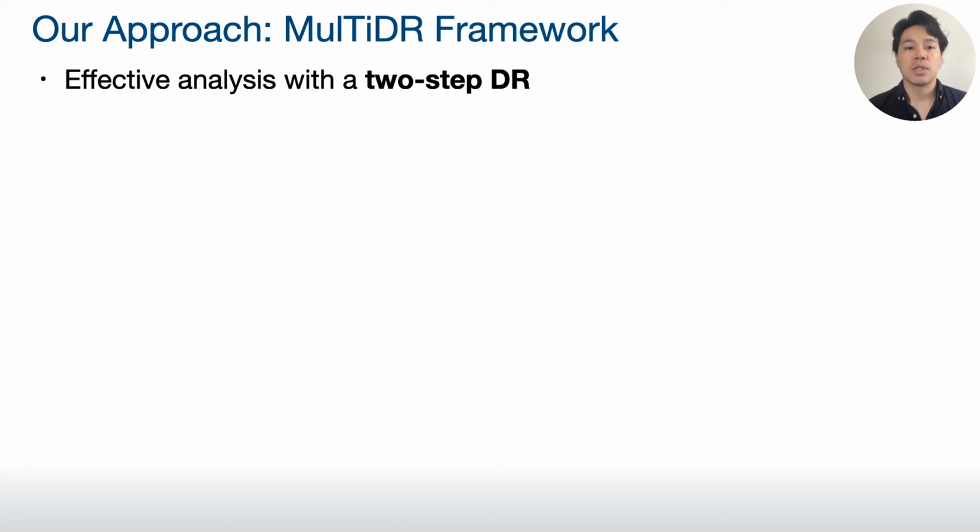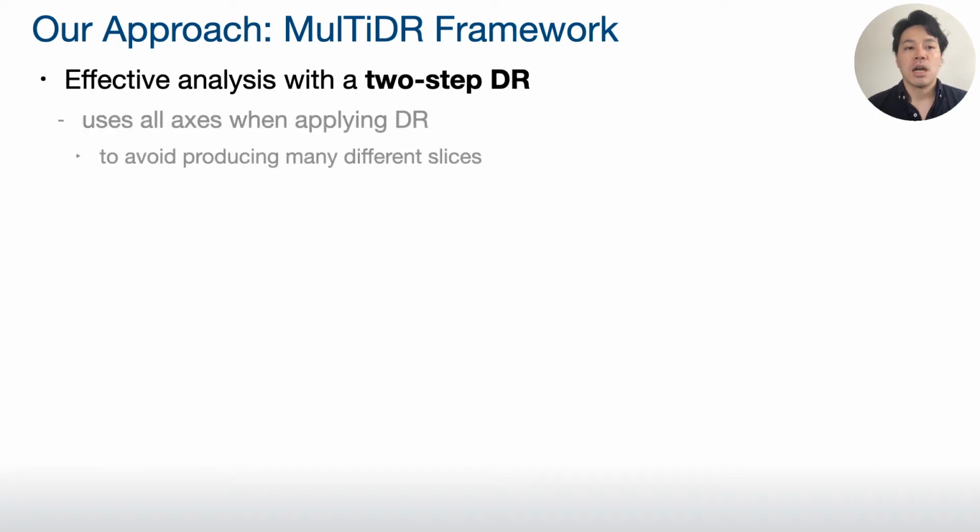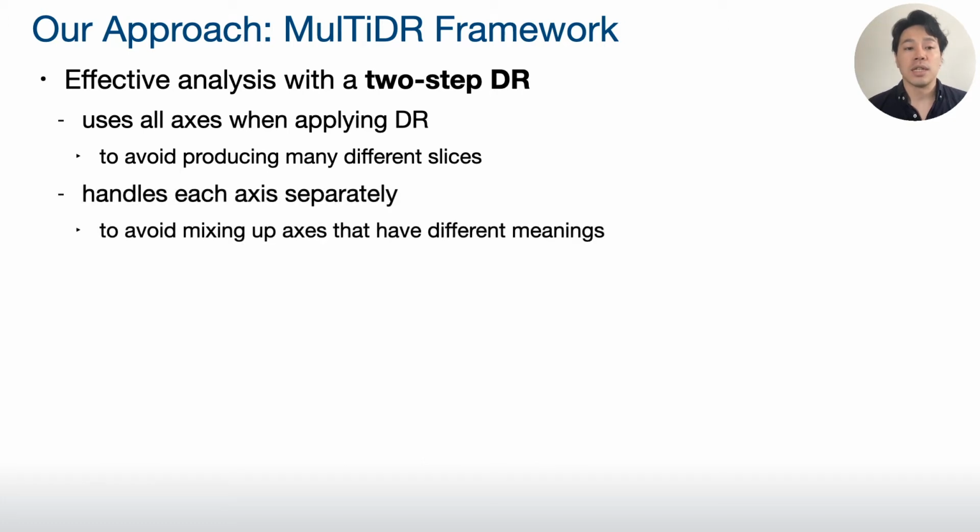To overcome these limitations, we designed the MulTiDR framework, which has two major functionalities. First, the MulTiDR framework provides a two-step dimensionality reduction. Unlike the approach using animation or juxtaposition, the two-step dimensionality reduction uses all axes to produce the results. Also, it handles each axis separately. Consequently, we can avoid mixing up different axes.